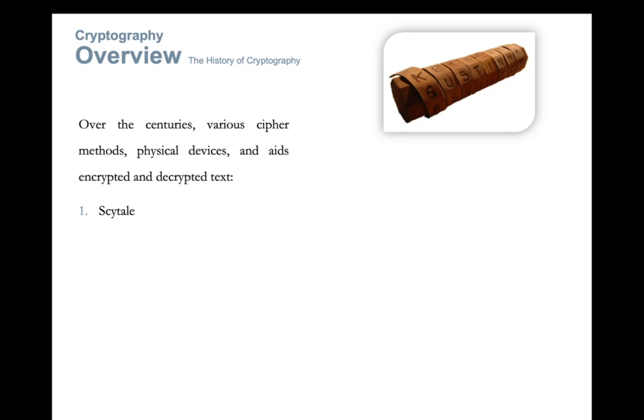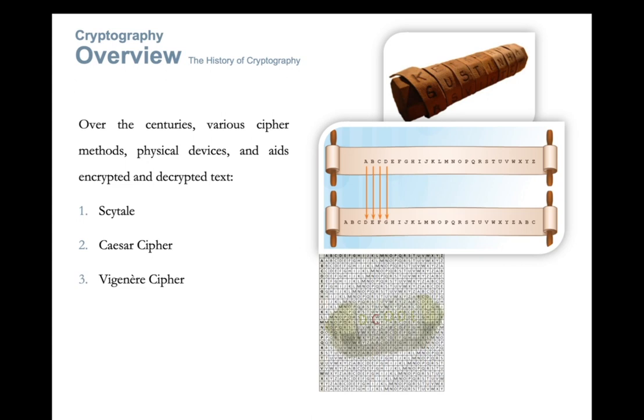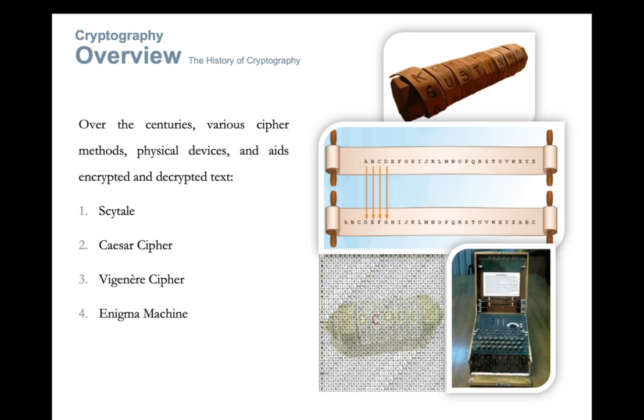The first one is the Scytale, and the second method is the Caesar cipher. I just explained the Caesar cipher, which moves letters some positions to the right or left. The third one is the Vigenere cipher, and the fourth one is the Enigma machine.